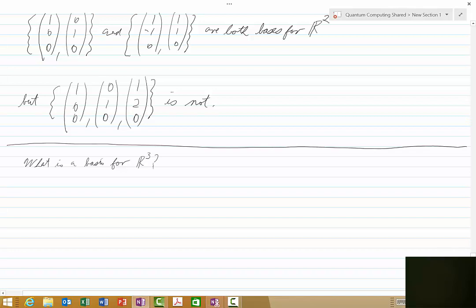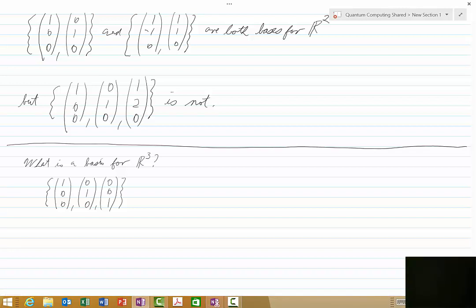There are infinitely many bases for R2, and likewise for R3 there are infinitely many bases. Can you give me a very simple one? If not, stop the video for a moment and think about it. But I think if you'll give this a moment's thought, you'll realize that one particularly easy choice is 1, 0, 0, 0, 1, 0, 0, 0, 1. Any vector in R3 can be expressed in terms of those three.